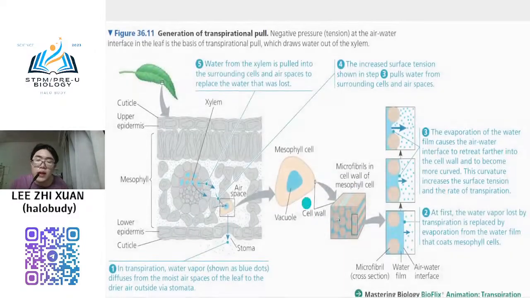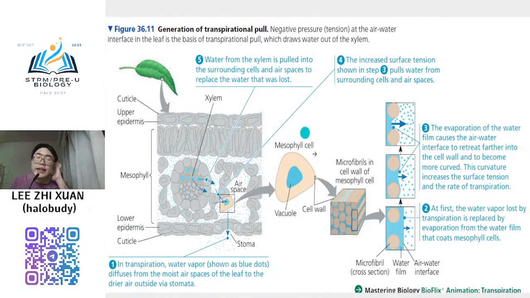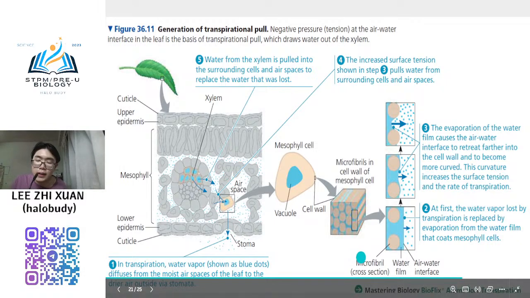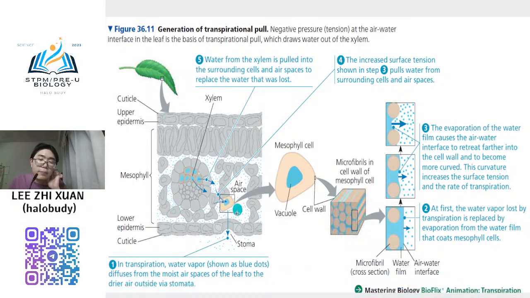Okay, so for this one I use a picture. This one is more detailed, where you need to explain how the water molecules inside the spongy mesophyll cell evaporate out, and the replacement of the water molecules from the leaf xylem into the spongy mesophyll. Okay, so this you can actually get from Campbell. So if you see this, firstly you need to show that in transpiration your water is already diffused out. I already mentioned, right? Water molecules are already diffused out.